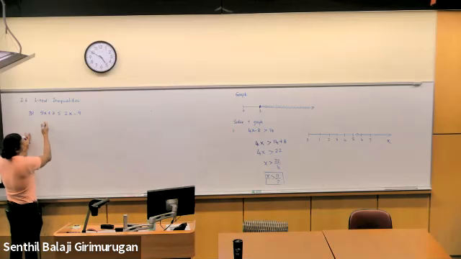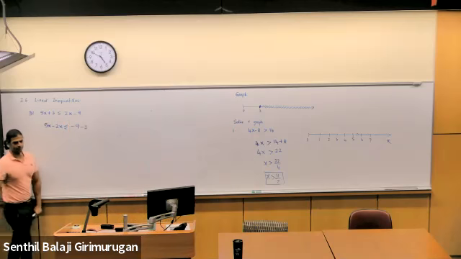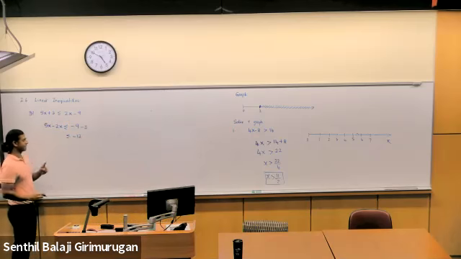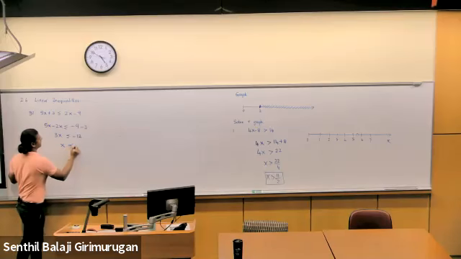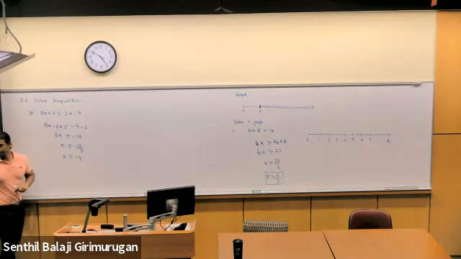So move all the x's to one side, numbers to the other. 2x comes this way, it will become -2x. 3 goes that way, you have -9, -3. -9, -3 is -12. 5x minus 2x is 3x. How do we solve for x? Divide by 3 on both sides, so -12/3. We will get x is less than or equal to -4. Yes?